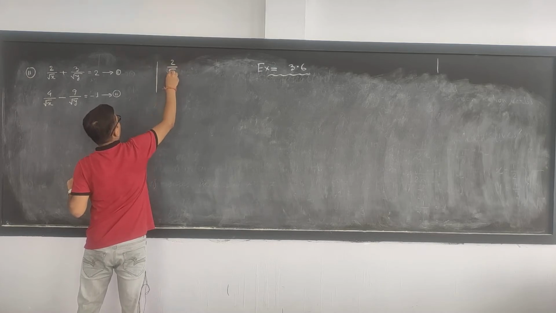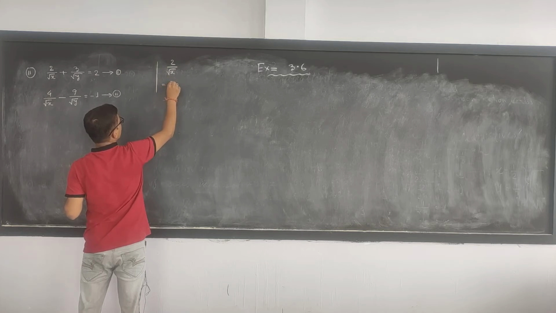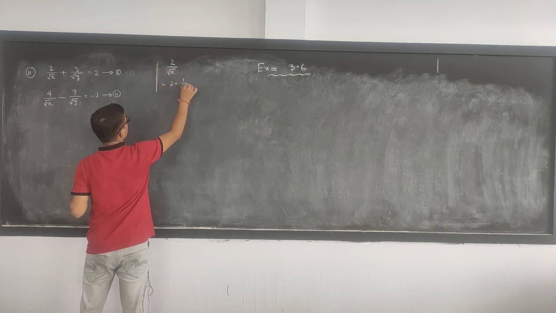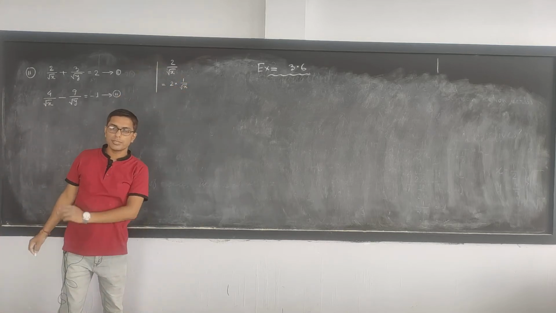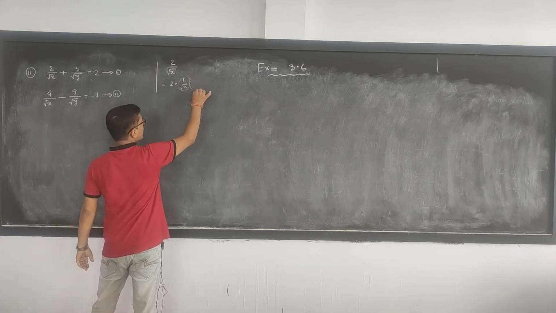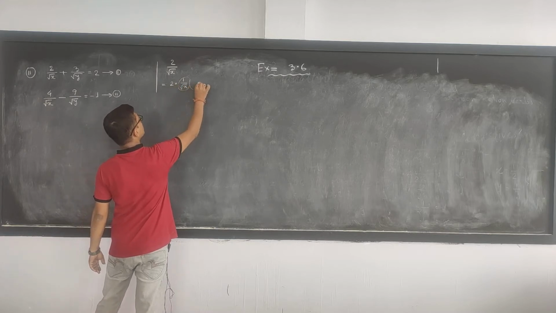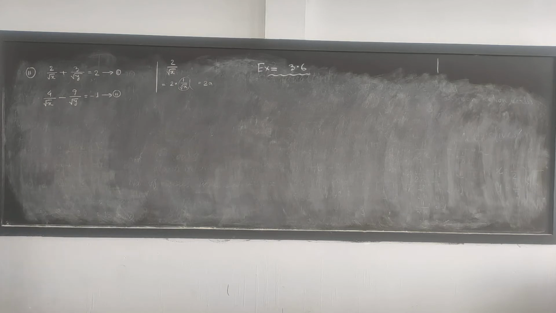So 2 by root over x, if we break it, then it will be 2 into 1 by root over x. Can we write 2 by root over x as 2 into 1 by root over x? Yes, definitely we can write. And if we consider 1 by root over x as a or something like that, then it will be twice a. Got it? So that is how we are breaking. You have to understand this portion very clearly, how to break it. And once you understand the breaking of this portion, then very easily you can get the solution.